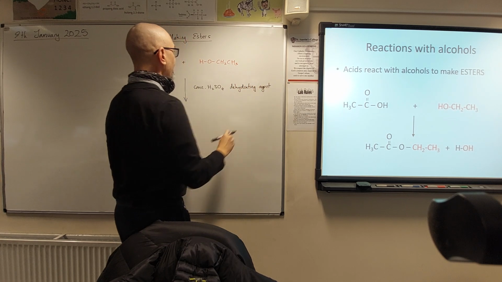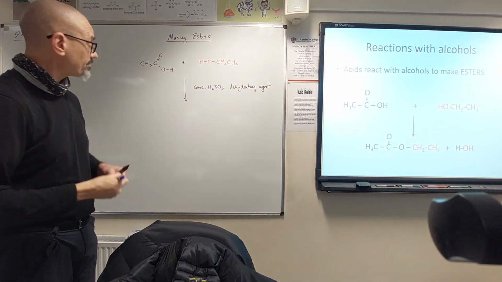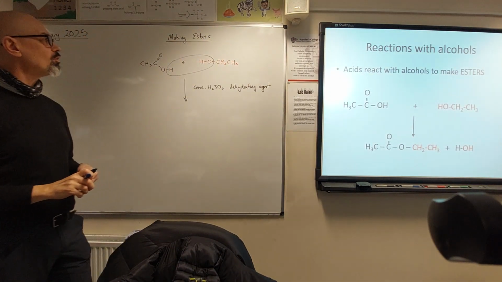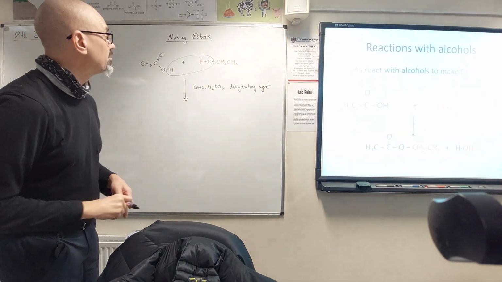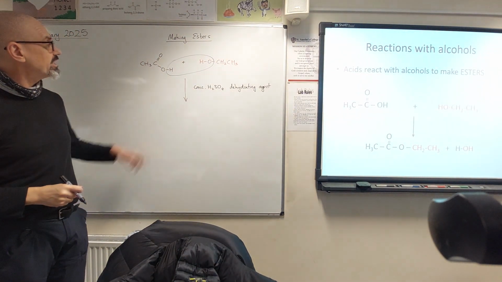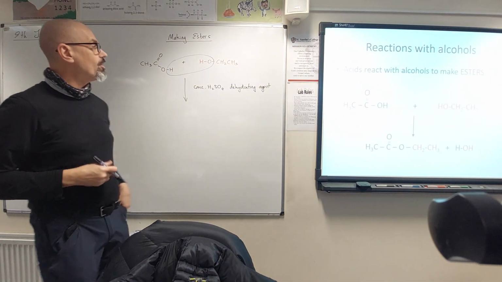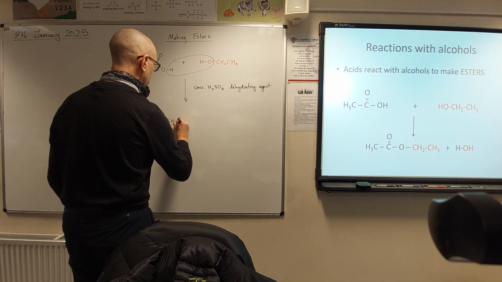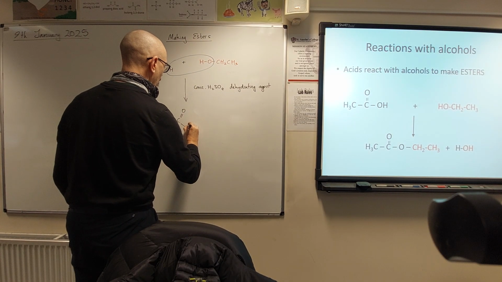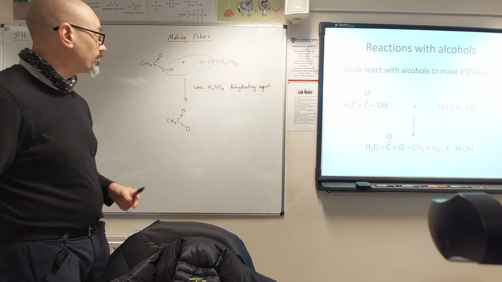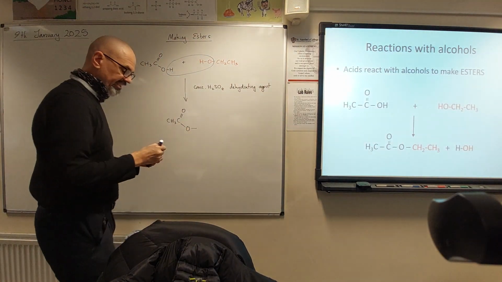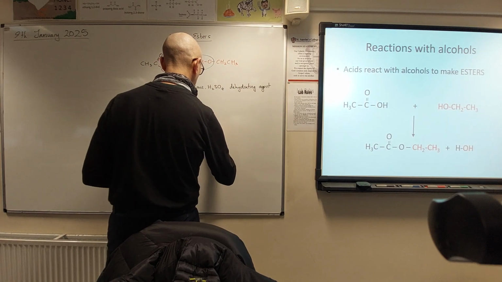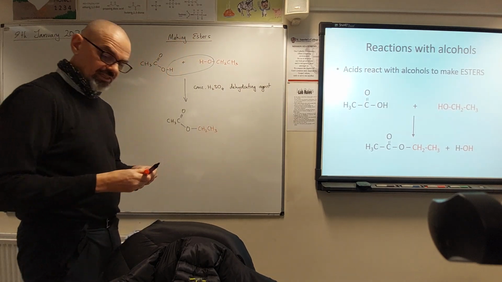The dehydrating agent absorbs water. So if I remove water from those two molecules, take the H off the acid and the OH off the alcohol, then we're left with two bits which can then stick together with a new bond and make this molecule. And that's an ester.